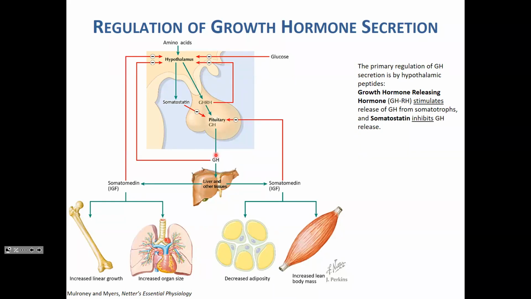And we have a long loop where growth hormone itself can feed back at the hypothalamus and inhibit the release of growth hormone releasing hormone. Now, growth hormone has some direct effects on peripheral tissue.